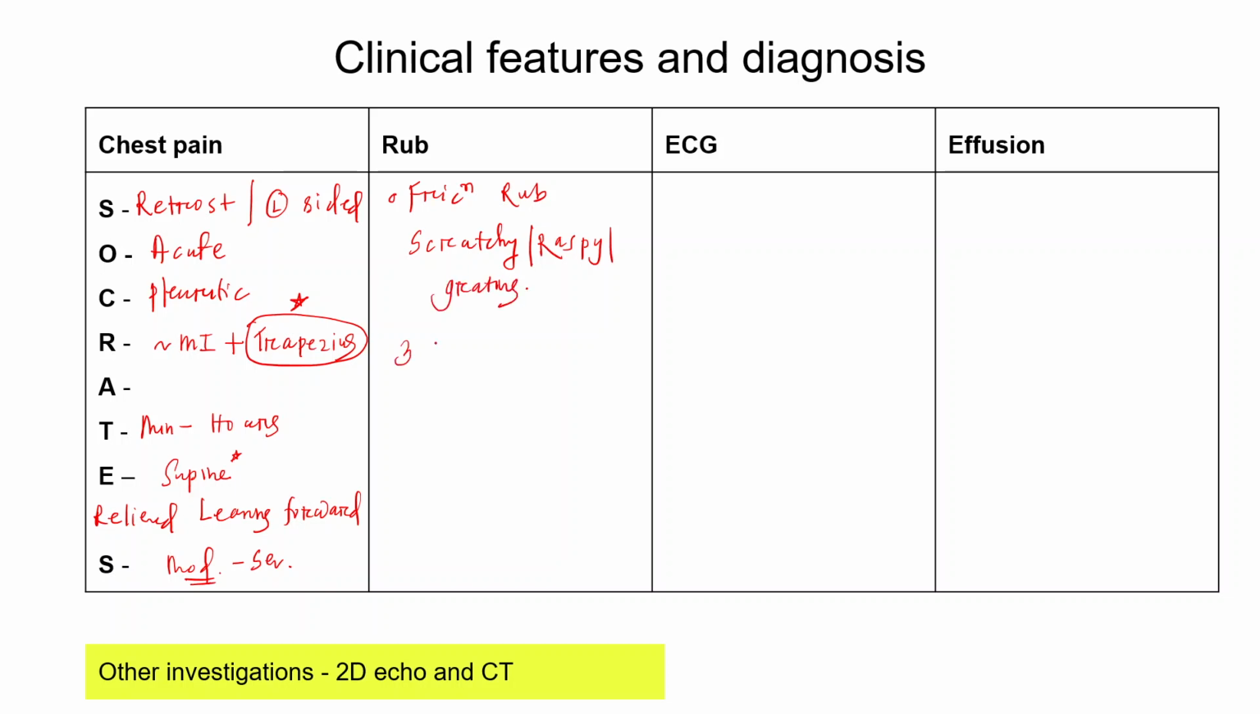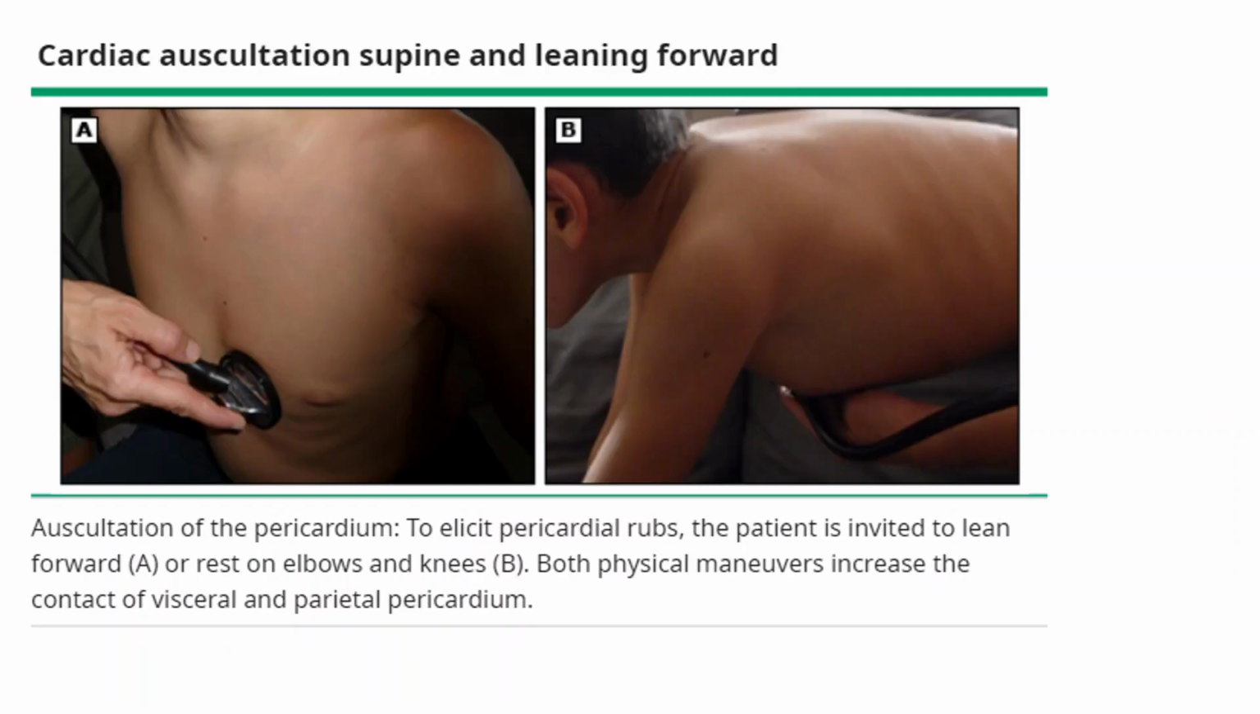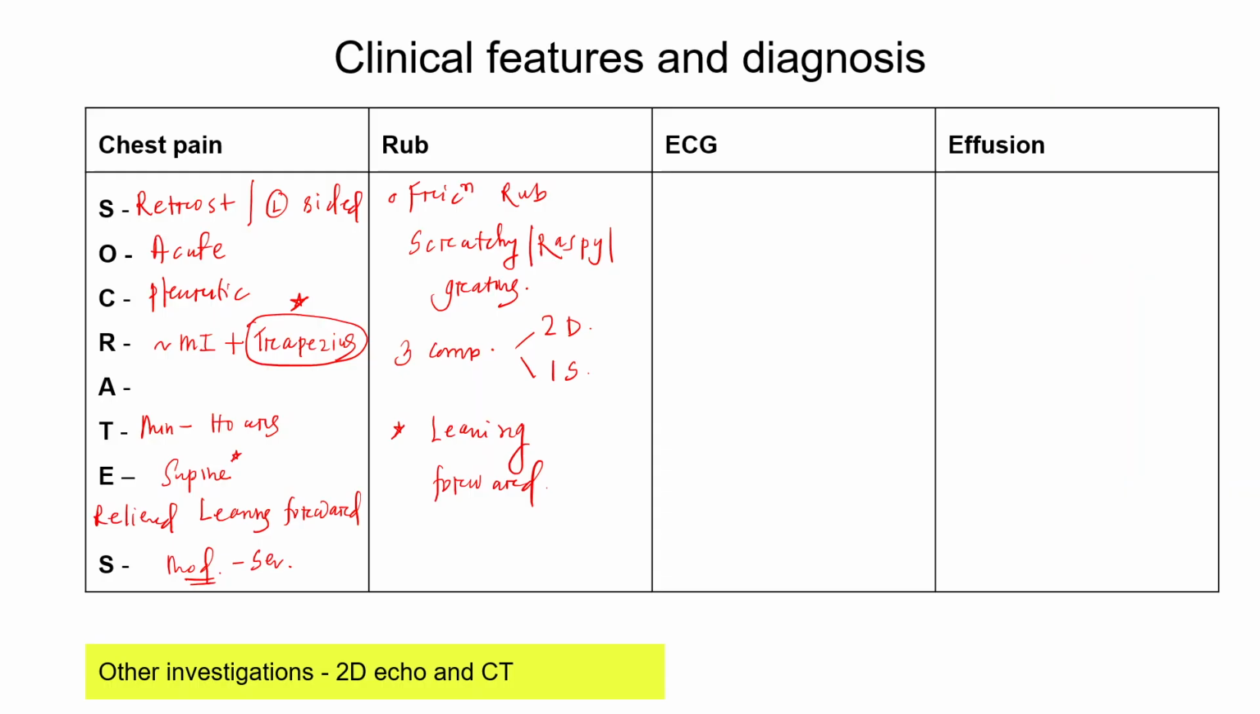It has 3 components, 2 in diastole and 1 in systole. Best heard if the patient is sitting and leaning forward. If you see this image, you can see the patient is leaning forward and we are examining the precordium. This is how you can elicit pericardial rub in a much better way.